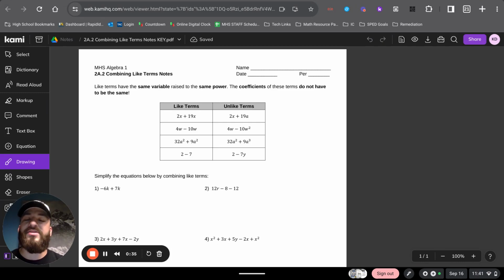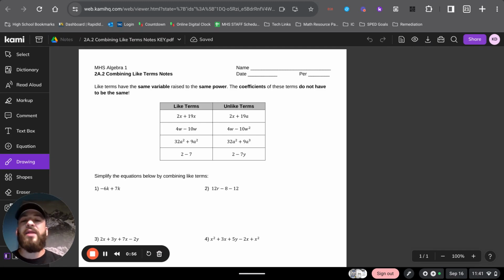The other thing that makes two terms like is if they have the same variable. So like 2x and 19x, 4w and -10w, 32a squared and 9a squared. So they have to have either no variable at all, so they're just numbers by themselves, or they have that same variable for them to be like terms.